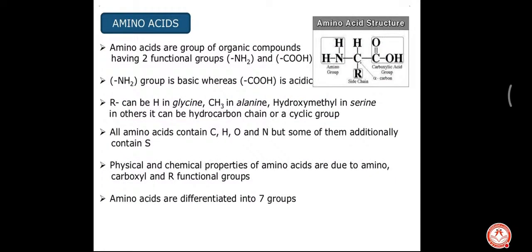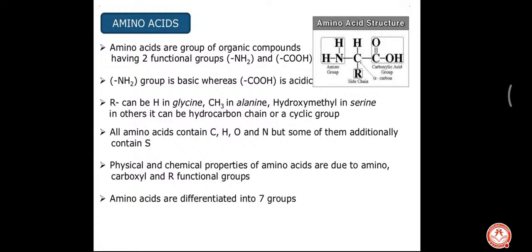Amino acids are a group of organic compounds having two functional groups, amine as well as carboxylic acid. The amine group is basic, whereas carboxylic is acid. R can be H in glycine. You can see the structure here. It is one carbon having an amine group, a carboxylic group, one hydrogen and one R group, that is the side chain. That side chain varies in different amino acids. R can be H in glycine, CH3 in alanine, hydroxymethylene in serine. In others it can be a hydrocarbon chain or cyclic group.